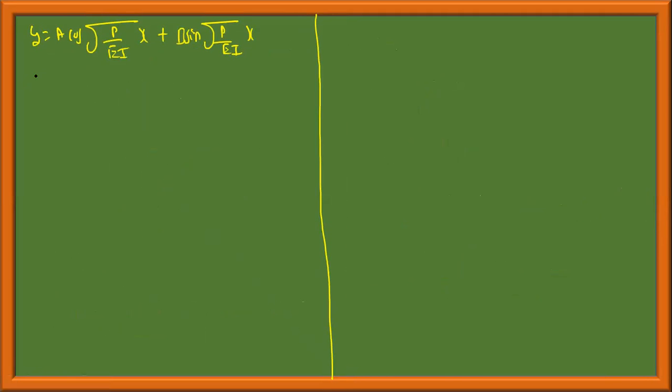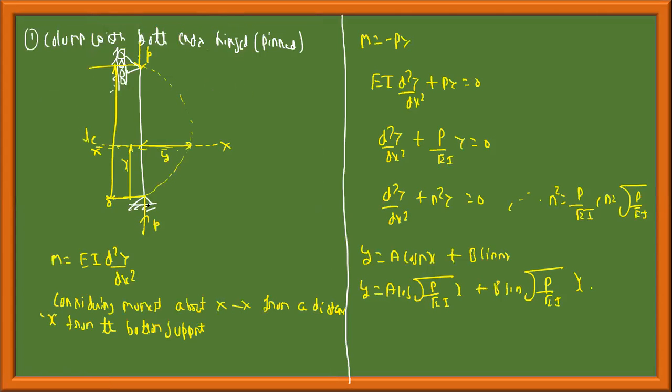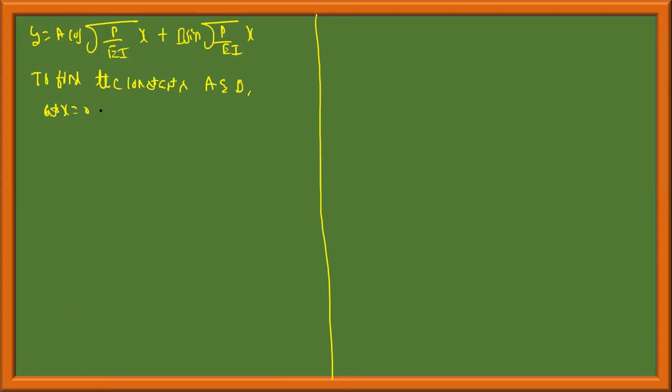To find the constants A and B, we will use the boundary conditions. At x equal to 0, the fixed end, deflection y is equal to 0. So 0 is equal to A into sine 0 plus B into 1... or A is equal to 0.